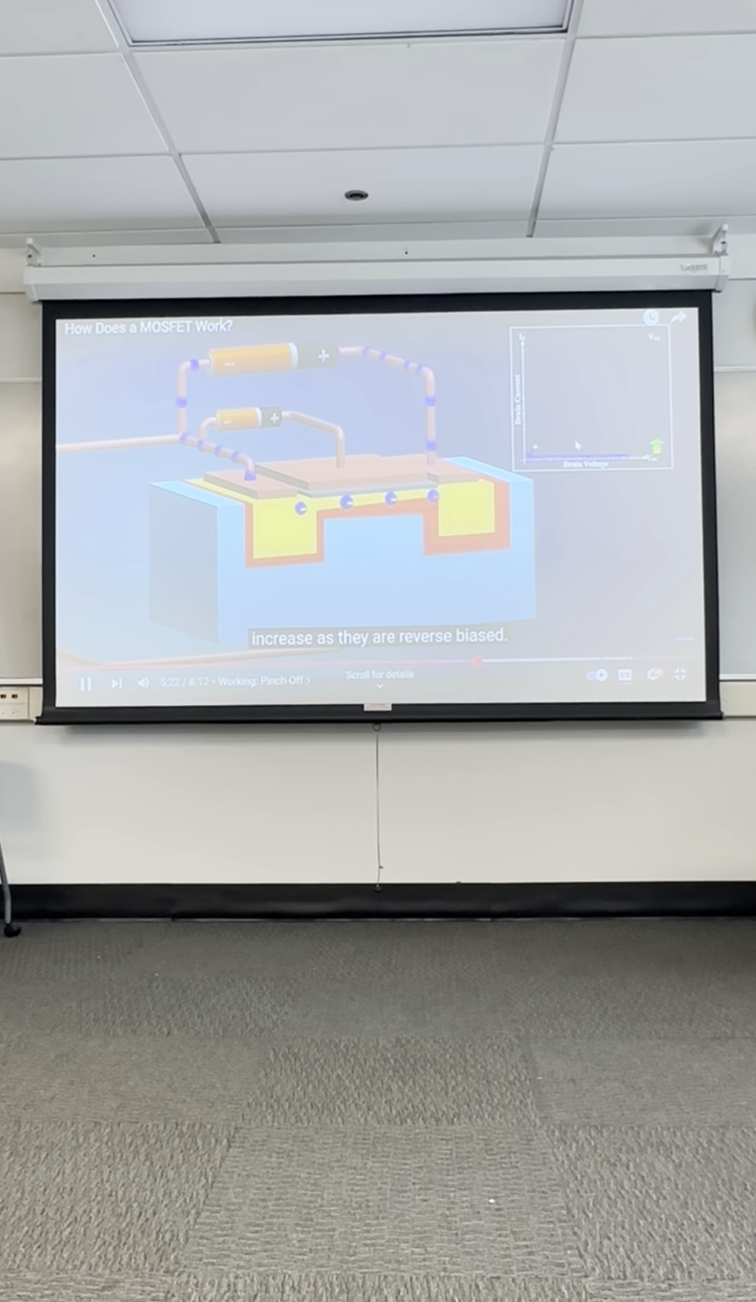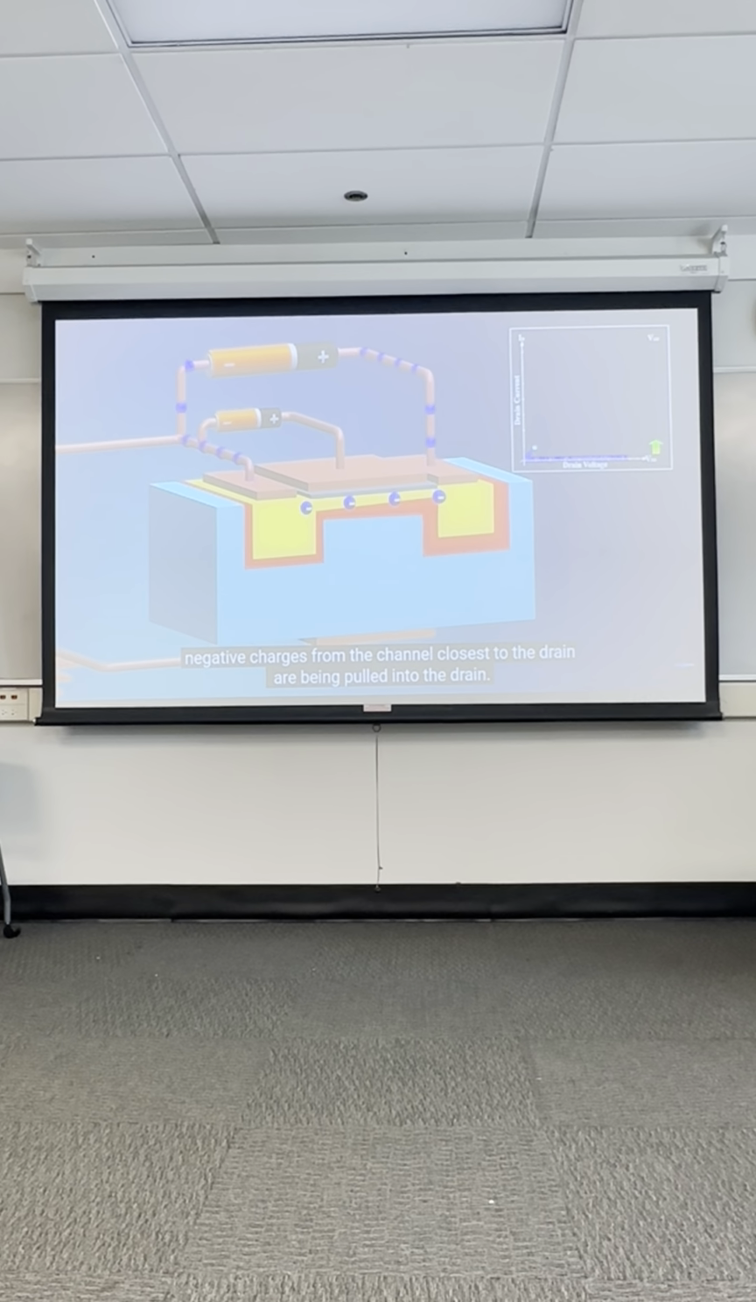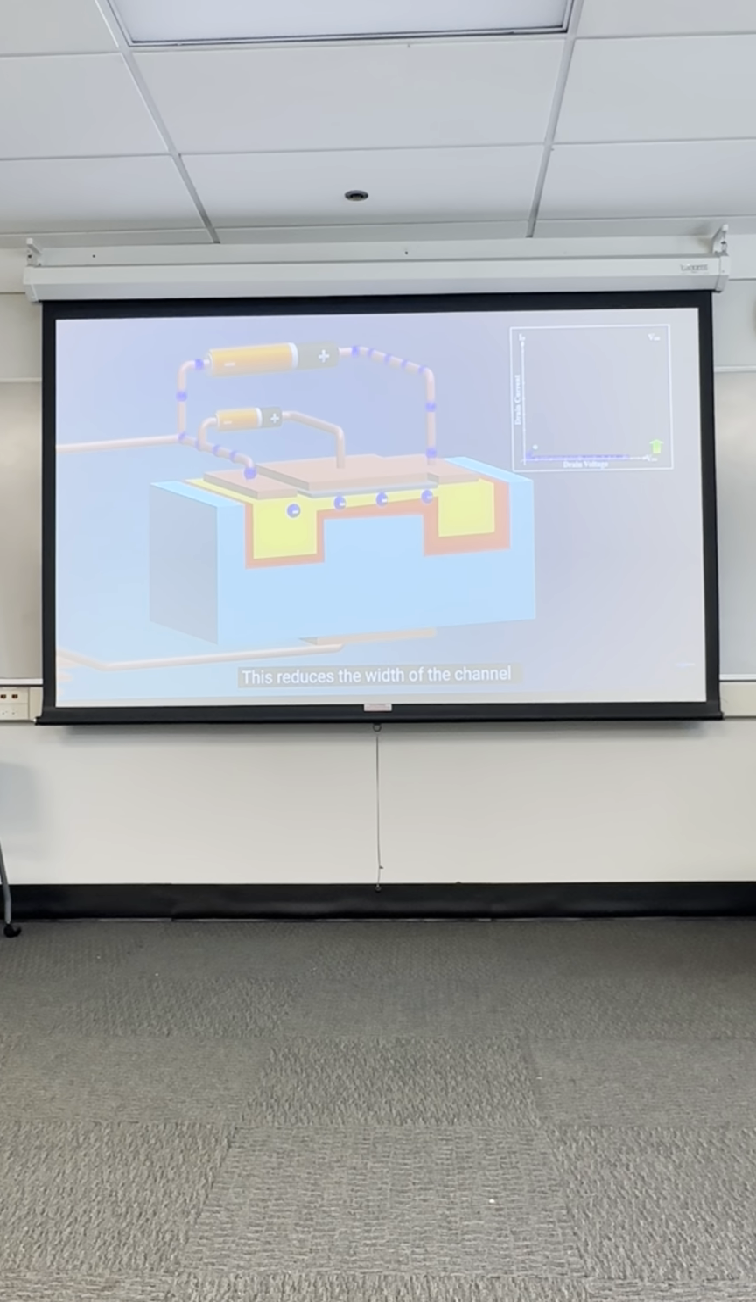This is because the drain is at a positive potential. The negative charges from the channel closest to the drain are being pulled into the drain. This reduces the width of the channel, restricting the flow of charges and reducing the flow of current. As we increase the voltage, a point will be reached when the channel is completely pinched off. This is called the pinch-off effect.